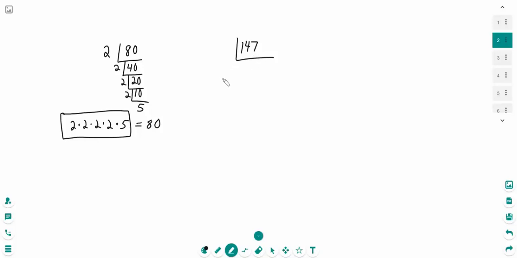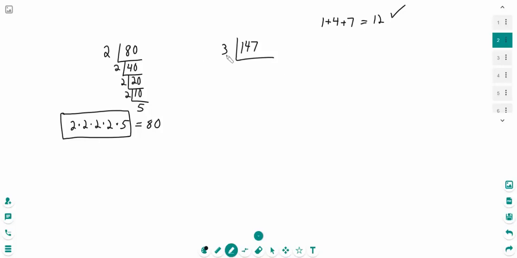How about 3? And if we look at it, let's add up our digits. 1 plus 4 plus 7. Remember the clue here. 1 plus 4 is 5, plus 7 is 12. And can 3 go into 12? Yes, it can. Therefore, 3 can go into 147.